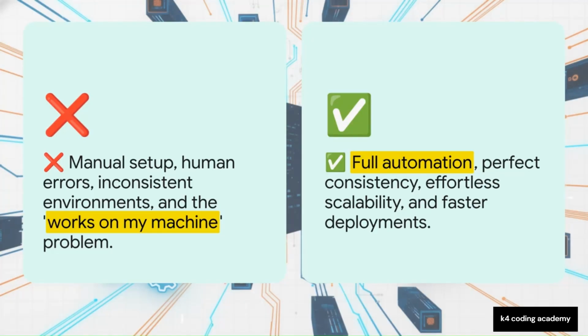And honestly, the difference is night and day. Without it, you are stuck in a world of manual setups, tiny human errors that bring everything down, and that dreaded, well, it works on my machine problem. But with it, you get full automation, perfect consistency. You can scale to thousands of servers effortlessly, and your deployments are so much faster. It's no wonder companies are obsessed with this stuff.